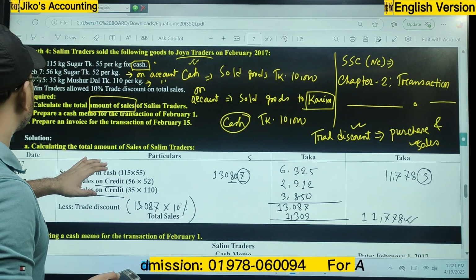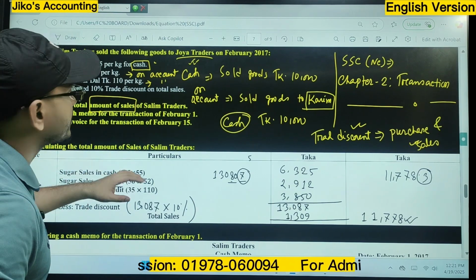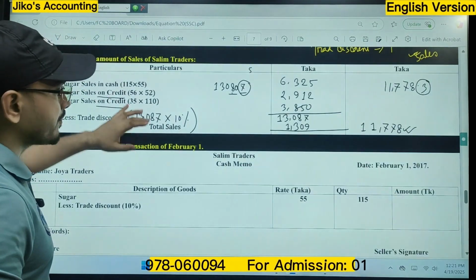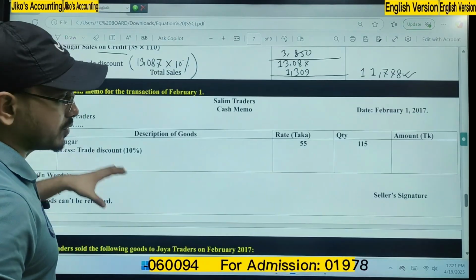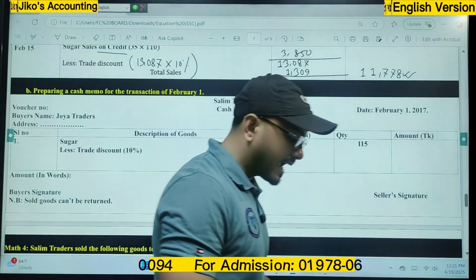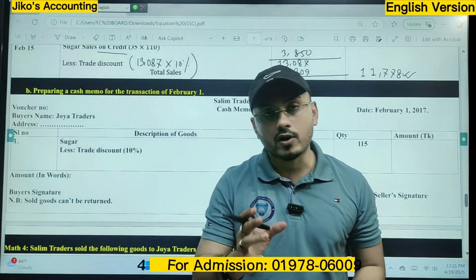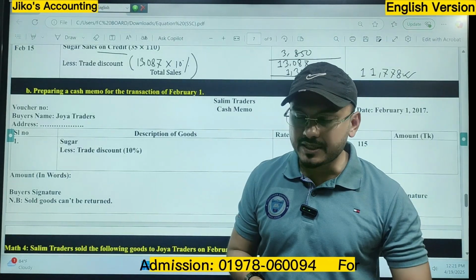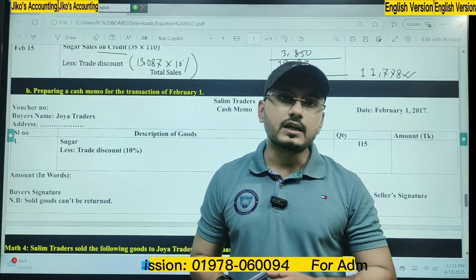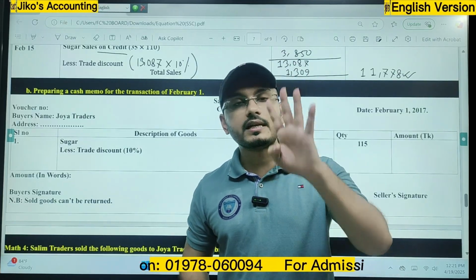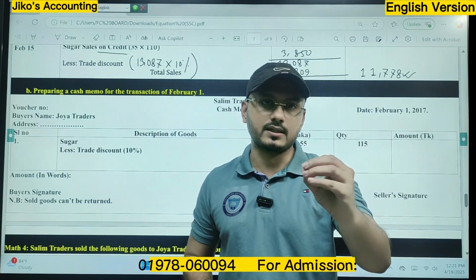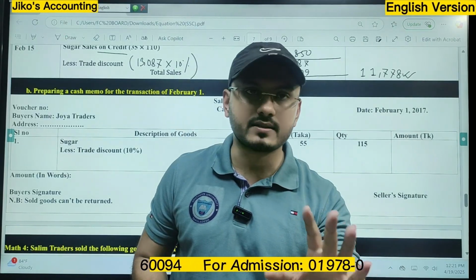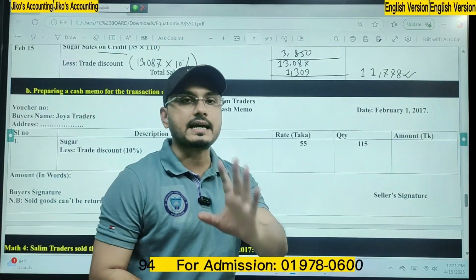What have you been told about our second requirement? Prepare a cash memo for the transaction of February 1. Cash memo. So this is the format of a cash memo. It's mandatory. Again, I am saying, as an SSC and ACC candidate, for all of you, the format of cash memo, invoice, debit note, credit note, debit voucher, credit voucher. These 6 are mostly important. These 6 items might be given anything in the question. And it's sure you are going to get it.